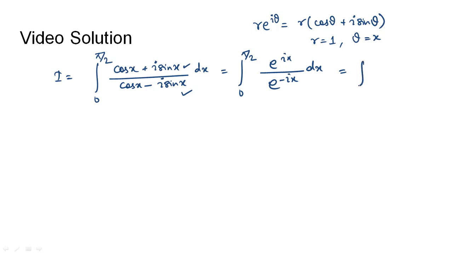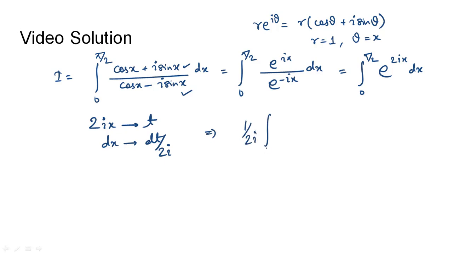This would become equal to 0 to pi by 2 e to the power 2ix dx. Now we will use the substitution technique, where 2ix will be replaced with t. So this would ensure that dx becomes dt divided by 2i. From this we would get 1 over 2i. When x is 0, t would also become 0, and when x is pi by 2, t would become pi i. So this would be e power t dt. This would become 1 by 2i e power t, where t will vary from 0 to pi i.